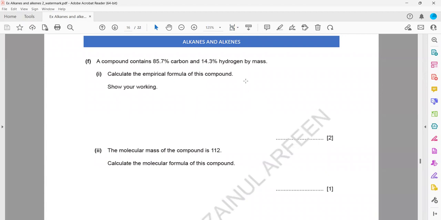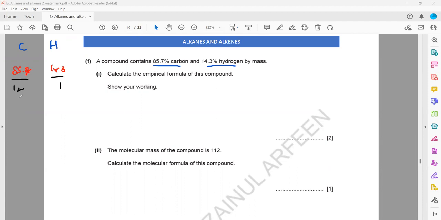A compound contains 85.7% carbon and 14.3% hydrogen. We have to calculate the empirical formula. So how do we find the empirical formula? Divide the percentages by atomic masses. So we take 85.7 and 14.3. First you divide by atomic mass, so carbon is 12, hydrogen will be 1.